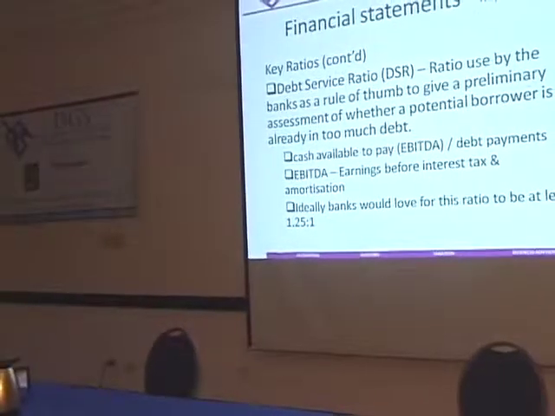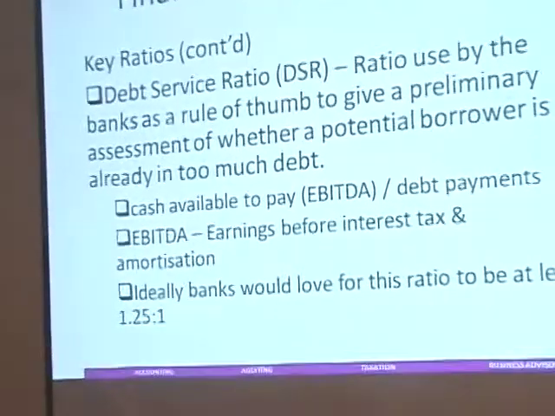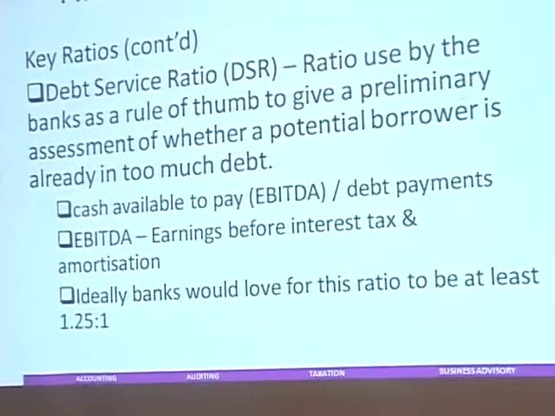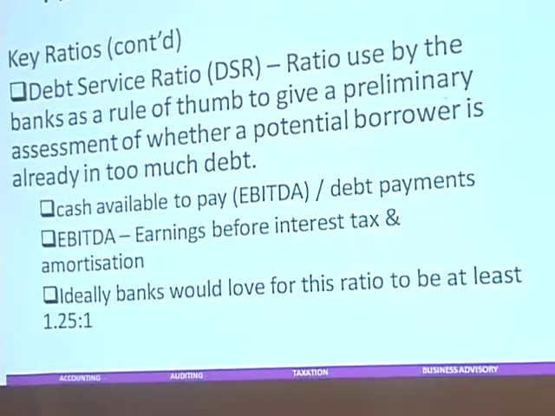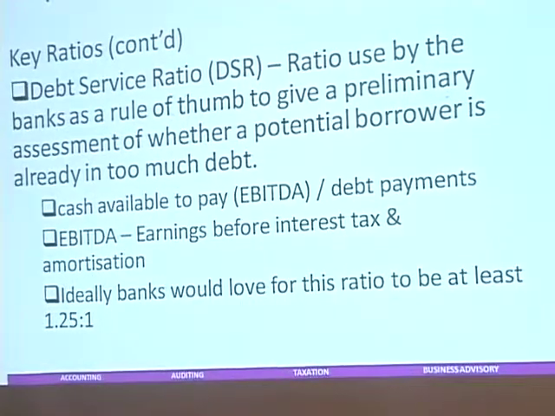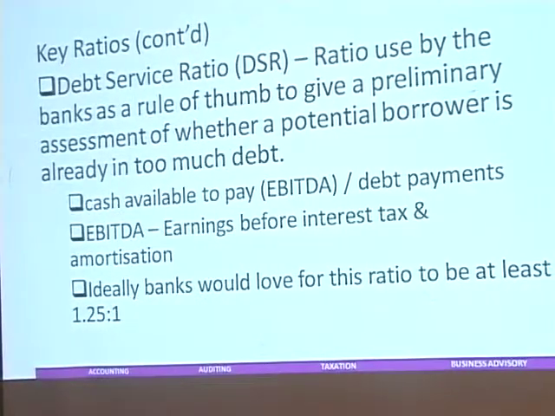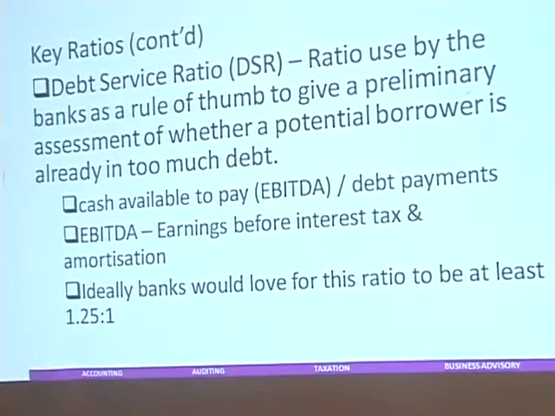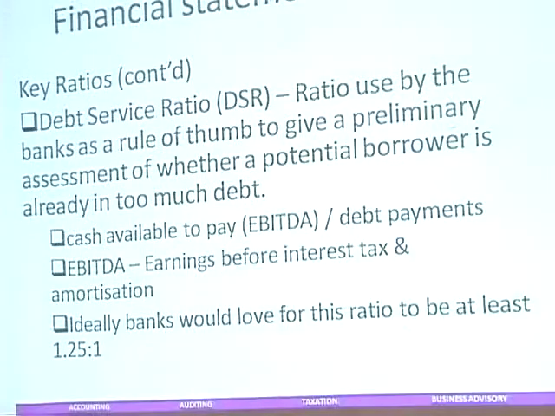It's calculated by the cash available to pay, which is referred to as the EBITDA. And by EBITDA, we mean our earnings before interest, tax, depreciation and amortization. And this is divided by the debt payment, so the monthly repayment amount that you're going to be paid back. And ideally, banks would love for this ratio to be at least 1.25 to 1, right? But as I said, they are flexible, right?